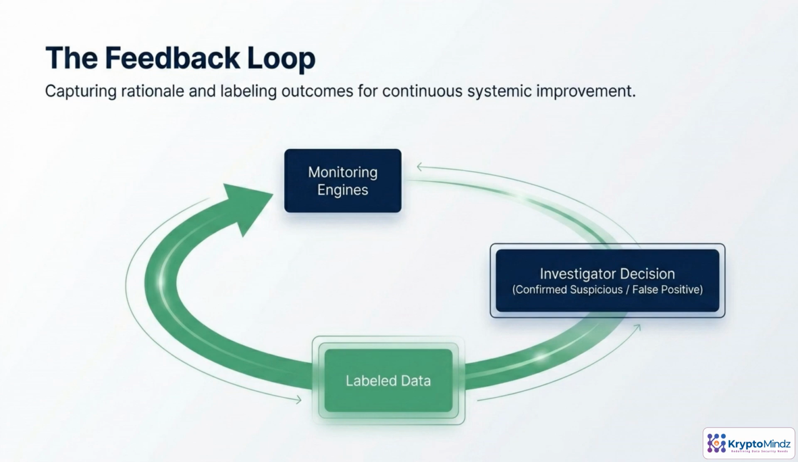A strong AML program lives or dies by its feedback loop. Monitoring engines generate alerts, but the real value appears when investigators label outcomes as true suspicious activity or false positives and record why. Those decisions and rationales must flow back as labeled data into your rules and models. That labeled data retrains models, tunes thresholds, and updates heuristics. Over time, this loop reduces noise, sharpens risk detection, and aligns the system with investigators' real-world judgment.